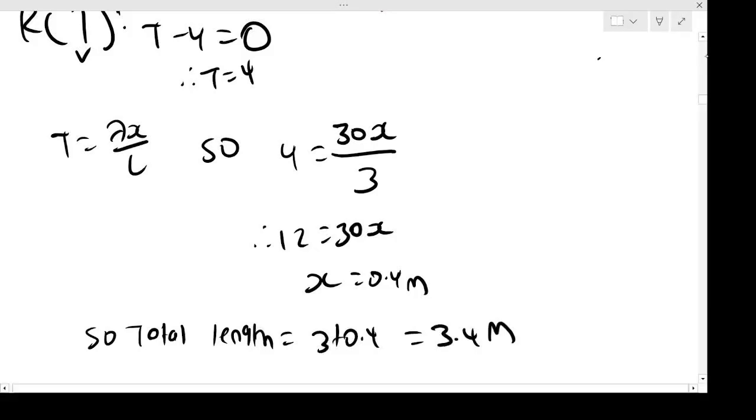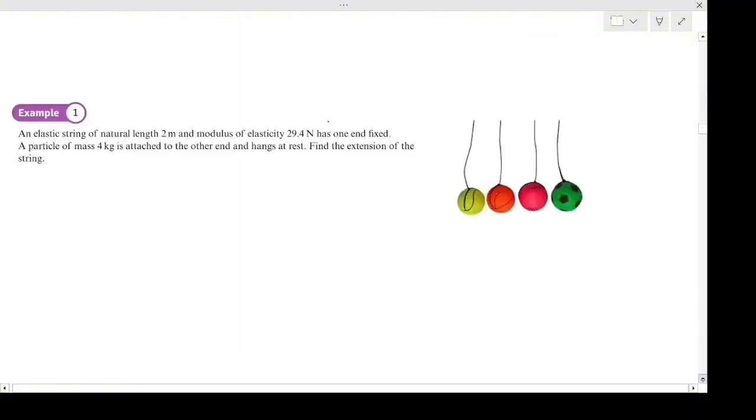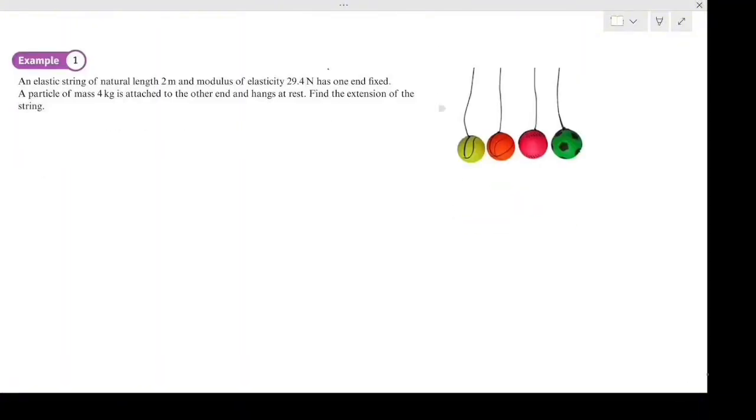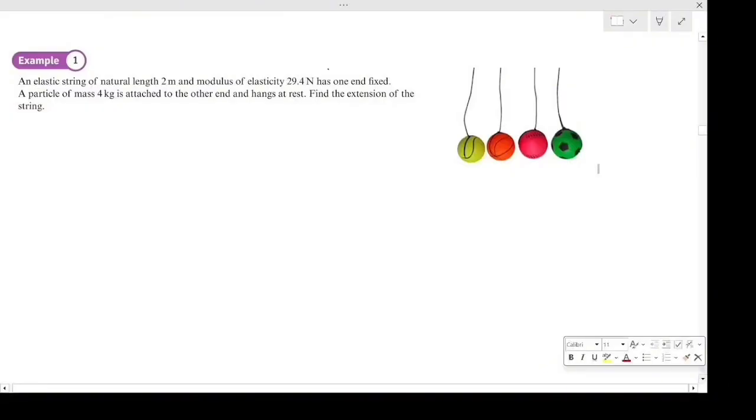Okay, so that's the core idea here, right? Let's have a look at another question. Obviously this diagram, I've added this for a reason, to help visualize the scenario. So what is the scenario? What's happening here is we've got an elastic string. Again, one end is fixed, so let's say it's on a ceiling like this, it's going to hang down.